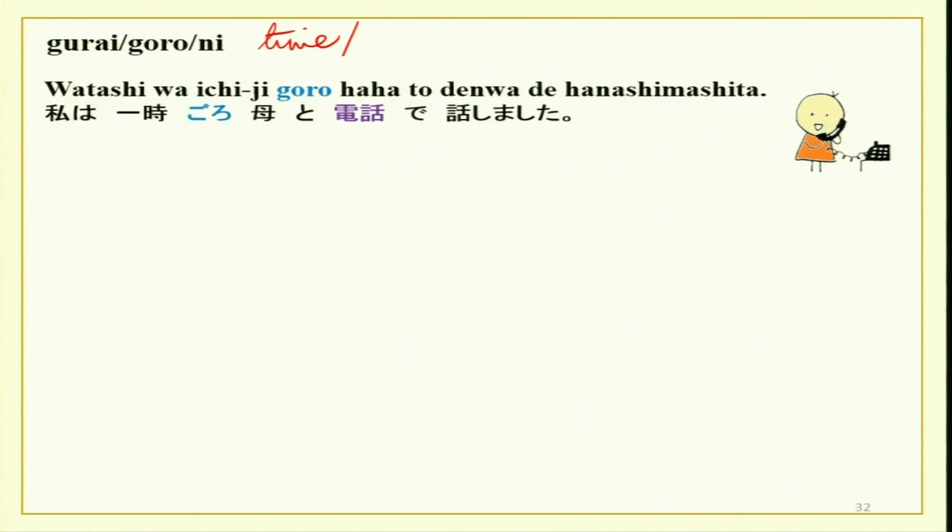Now, what is the difference? So, let us see. This girl, this person is on the phone. Watashi wa ichiji goro, haha to denwa de hanashimashita. Haha to with, denwa de hanashimashita. Ichiji goro, meaning approximately or around this time, plus minus 10 minutes or 5 to 7 minutes.